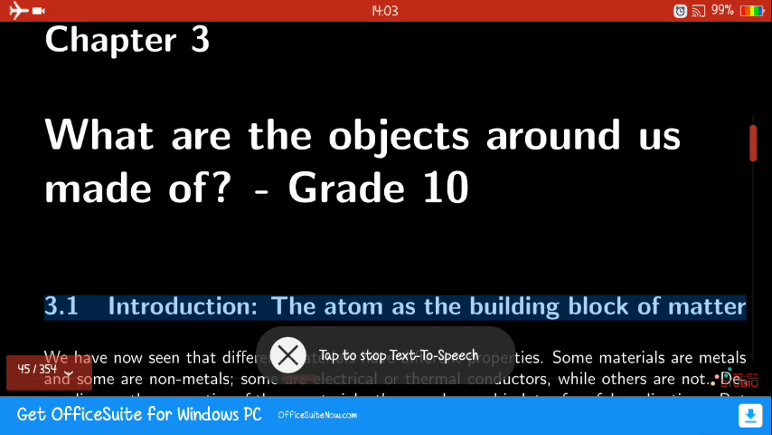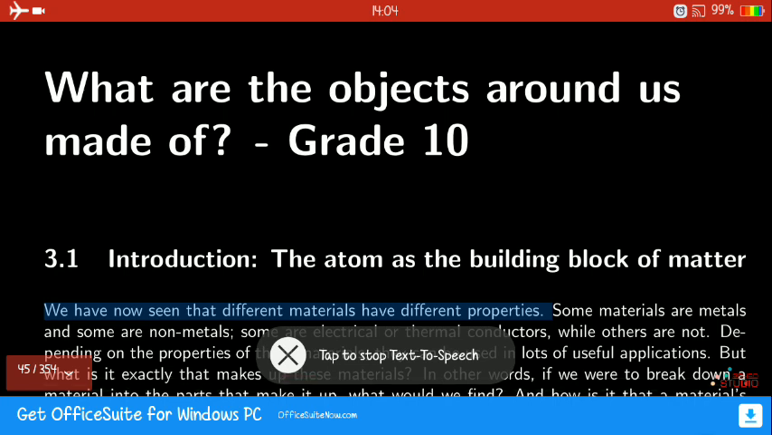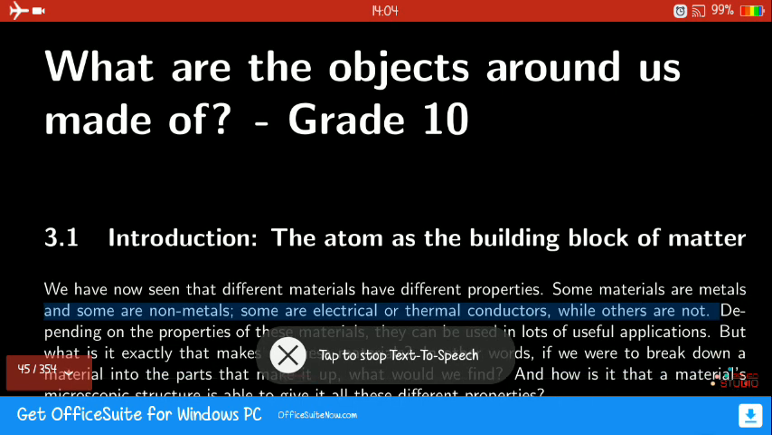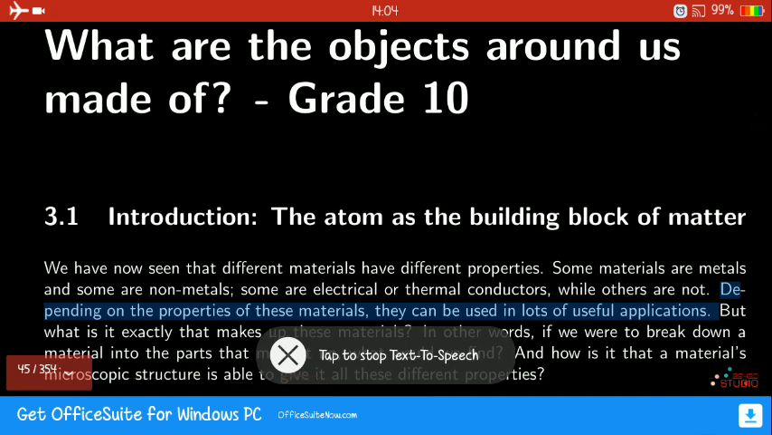Grade 10. 3.1 Introduction, the atom as the building block of matter. We have now seen that different materials have different properties. Some materials are metals, and some are non-metals, some are electrical or thermal conductors, while others are not. Depending on the properties of these materials, they can be used in lots of useful applications.